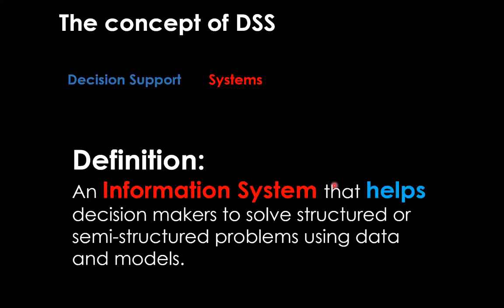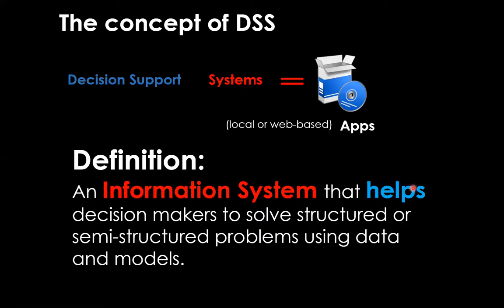So background, what is a decision support system? By definition, the decision support system refers to the information system that helps decision makers to solve structured or semi-structured problems using data and models. Here I highlight 2 terms. One is information system and another is the verb helps, which I would like to spend a few more words on.